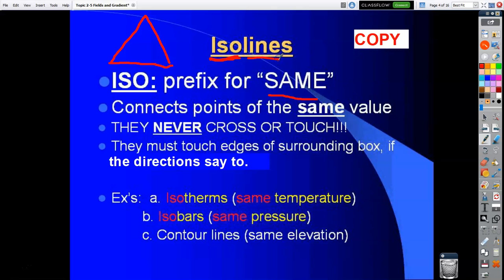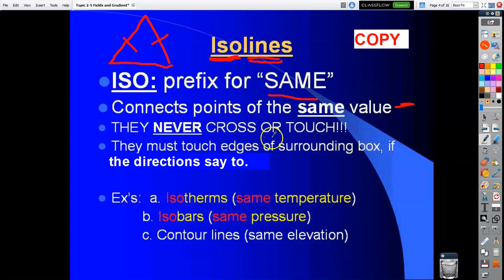And then a line is a line, right? Connecting points. So an isoline is a line that connects same value. Same value. So if you remember what an isosceles triangle is in math class, where you have equal sides, you have now equal values. There are some very important rules about isolines, and this is pretty crucial because we're going to be spending a lot of time with isolines these next few weeks.